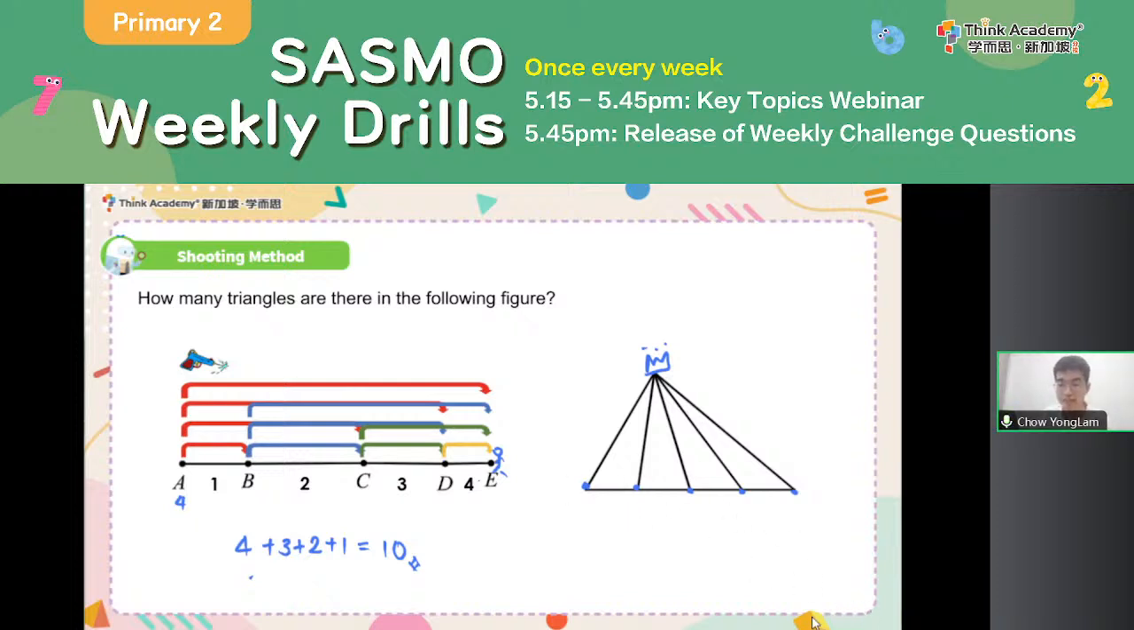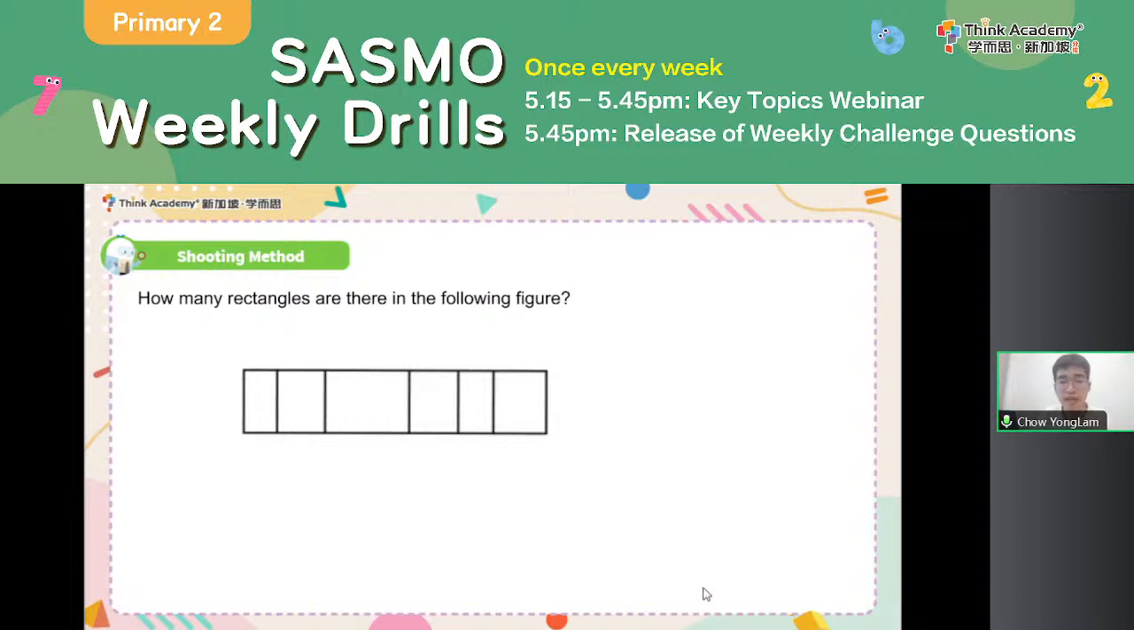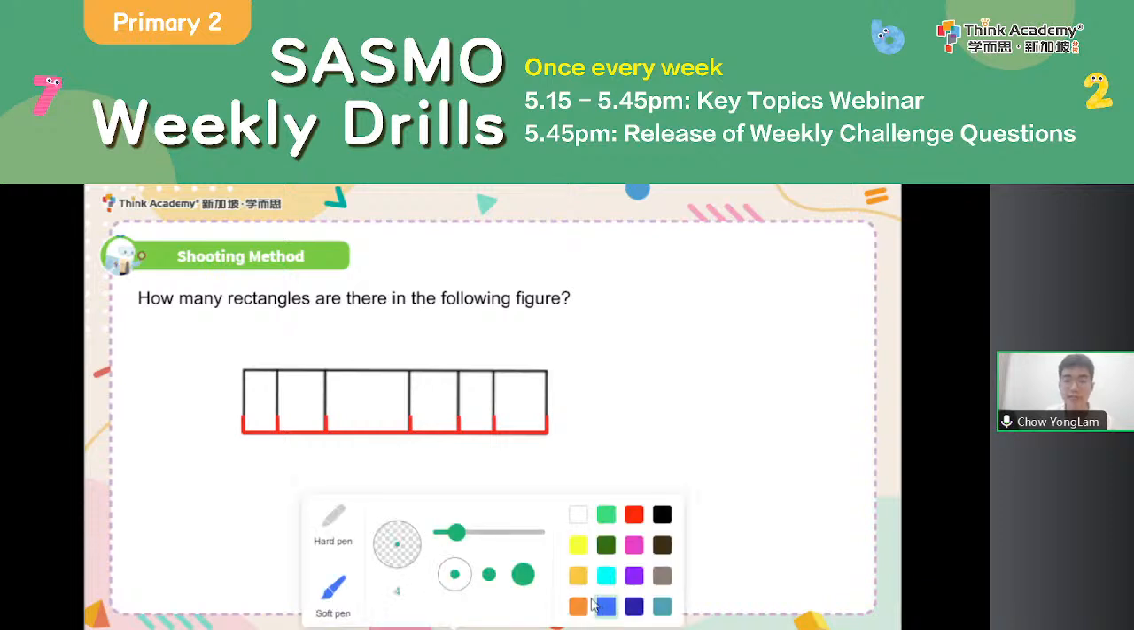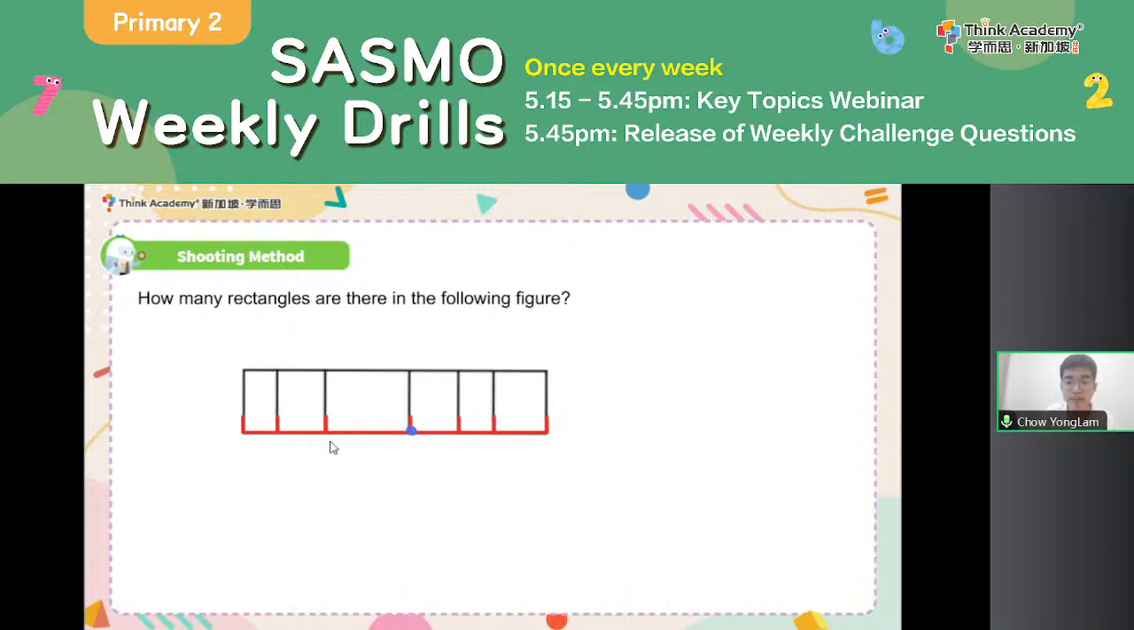Okay, so with that, we can take a look at another application of the shooting method on rectangles. Over here, how many rectangles are there? Now, do you see something familiar? Doesn't this also look like a shooting method question? How many line segments are there? Every time I pick two different ending points and shoot them up, they form a rectangle. Pick any two ending points, shoot up, I can form a rectangle. So I can just use my shooting method to solve this problem.